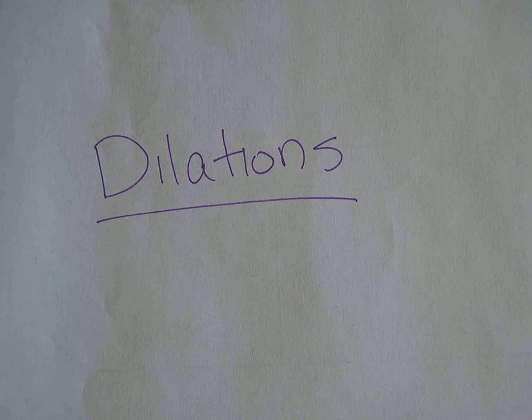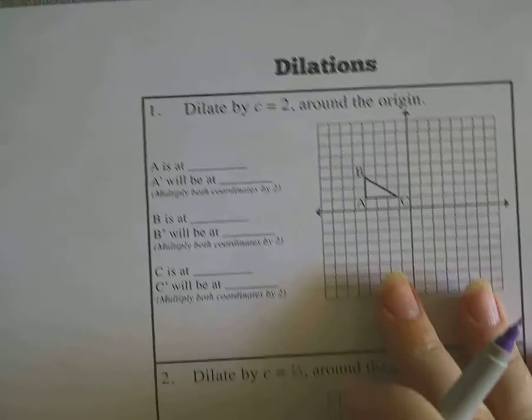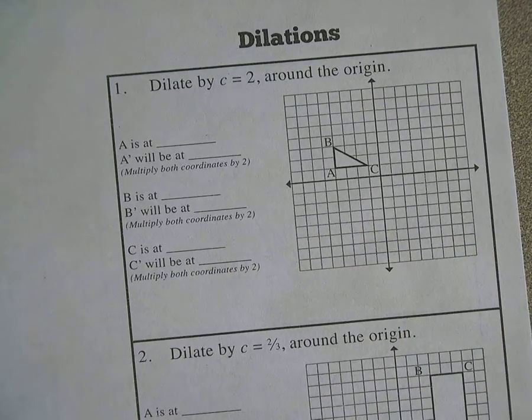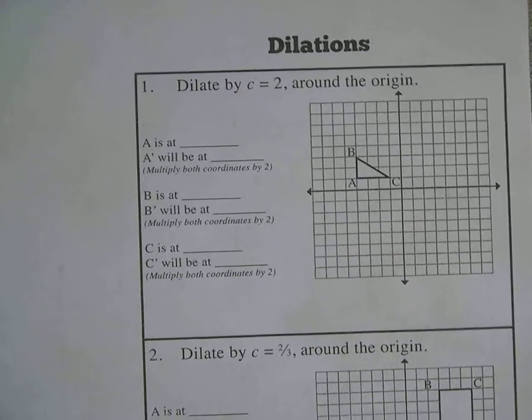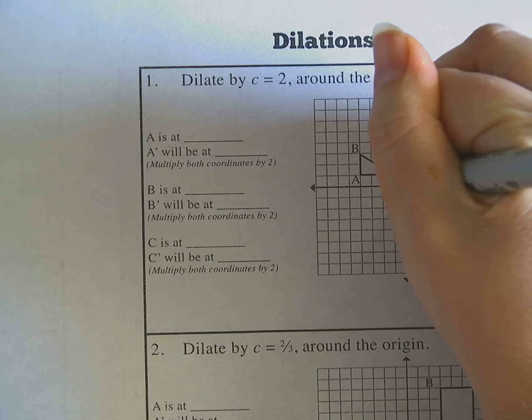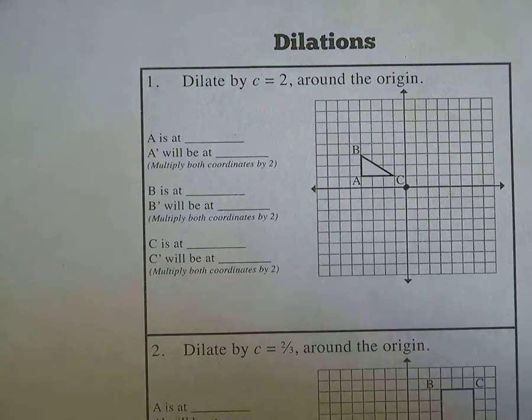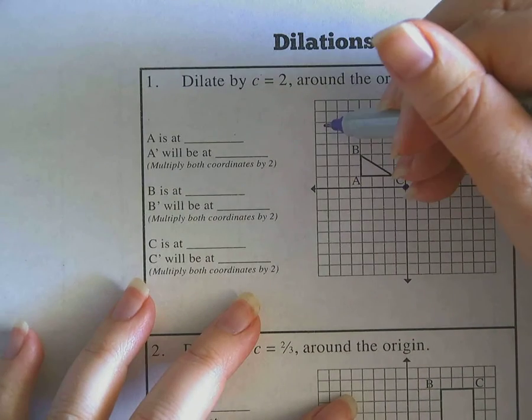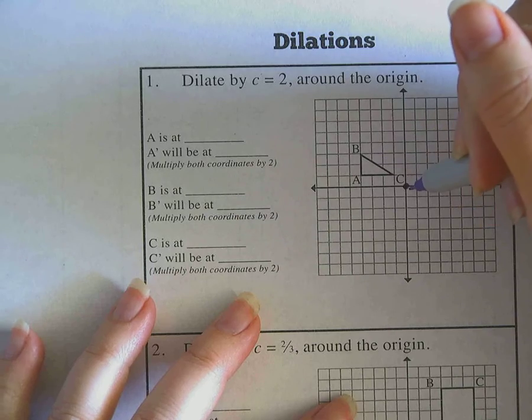Okay, in this lesson we're going to talk about dilations, which are a type of transformation. I've got some practice problems here set up. This one says dilate by c equals 2 around the origin. That just means that the main point is going to be 0, 0. It means things are either going to stretch away from 0, 0 or shrink towards 0, 0.